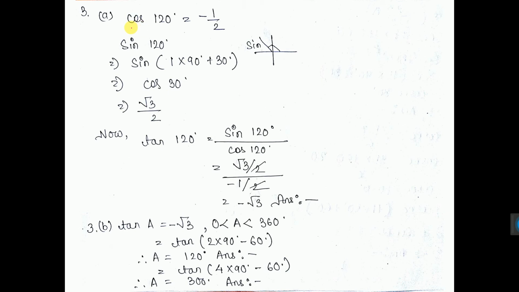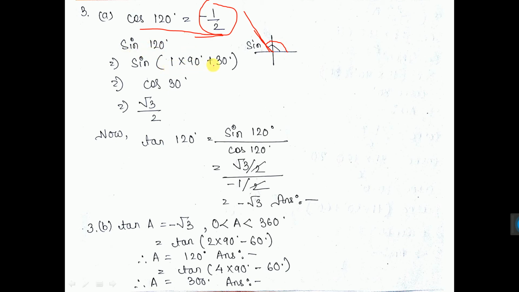Now see here, cos 120 is given as minus half, all sine. So in the second quadrant cos is negative, so our angle is in the second quadrant. How do I understand? Because cos 120 is given minus half. 120 is more than 90, so it is in the second quadrant. That is why cos 120 is minus half, because in the second quadrant sine is positive, so cos should be negative. Now we have to find the value of sine 120.